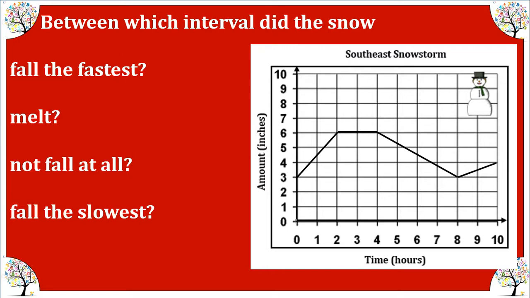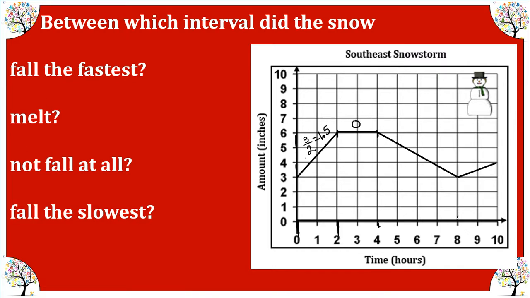So between hours 0 and 2, over the first 2 hours, the snow increased 1, 2, 3 inches over 2 hours. So this first section of our story graph, it accumulated 3 inches over 2 hours, which is 1.5 inches per hour. Between hours 2 and 4, there was no additional accumulation. So our rate of change of snow is 0. It was 0 inches over those 2 hours that accumulated.